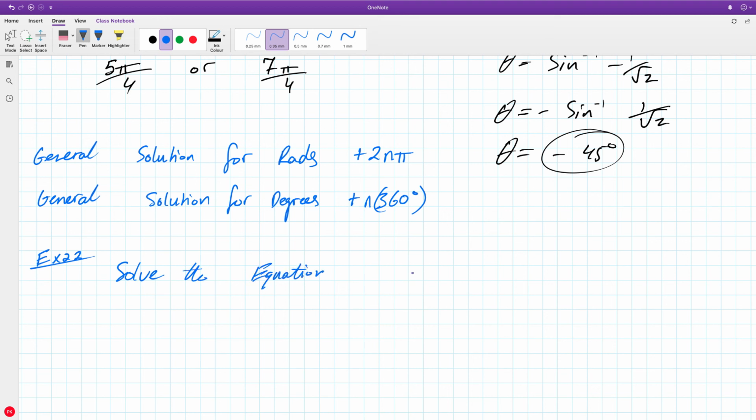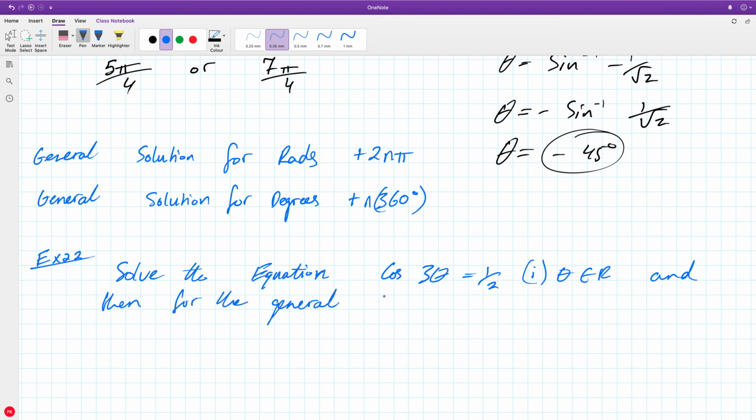Solve the equation cos of 3 theta is equal to a half, normally, where theta is just an element of R. And then, for the general solution, where theta is greater than or equal to 0 and less than or equal to 2 pi in rads.